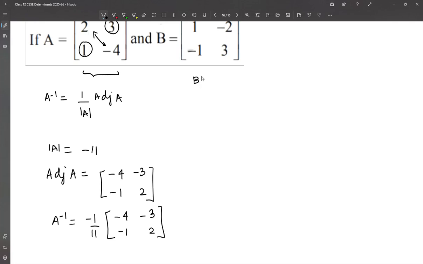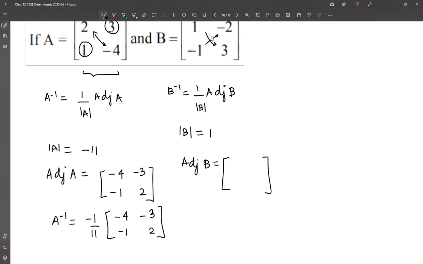B inverse is equal to 1 divided by the determinant of B into the adjoint of B. The determinant of B is 1 into 3 minus 1 into 2, which is just 1. The adjoint of B, again a 2 by 2 matrix, you interchange the diagonal elements, so that becomes 3 and 1, and negate the non-diagonal elements, so that's minus 2 and minus 1. So B inverse is 1 divided by 1 into the matrix 3, 2, 1 and 1.